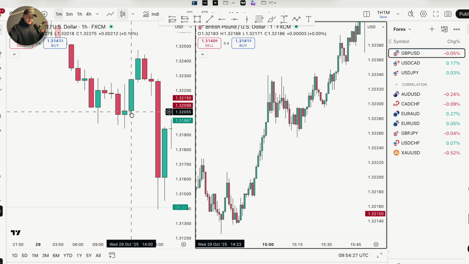Now this just gives me clear structure at when I need to be at the charts, because what I find is the volume dies down a little bit between London and New York session, so there's no reason to be forcing trades then. Now for buy opportunities, it's the exact opposite.